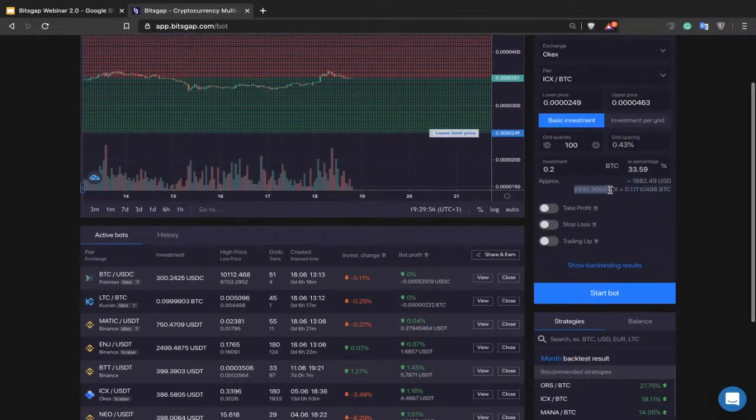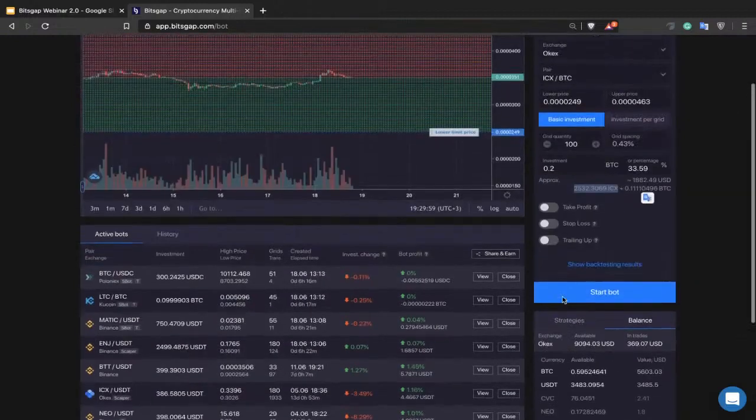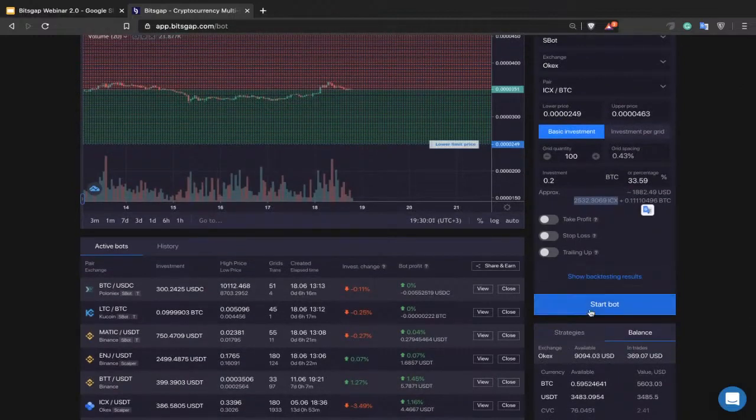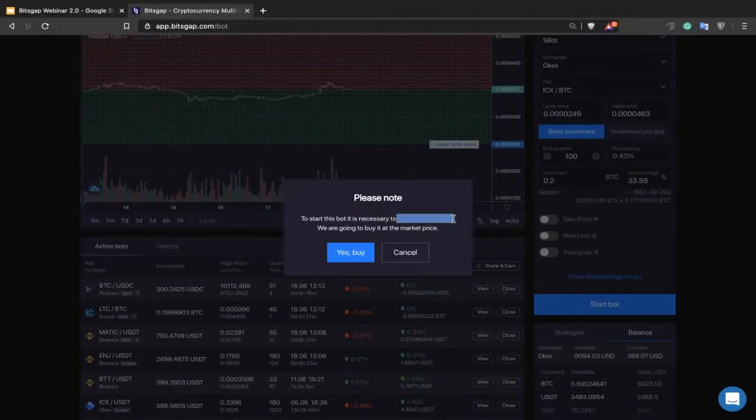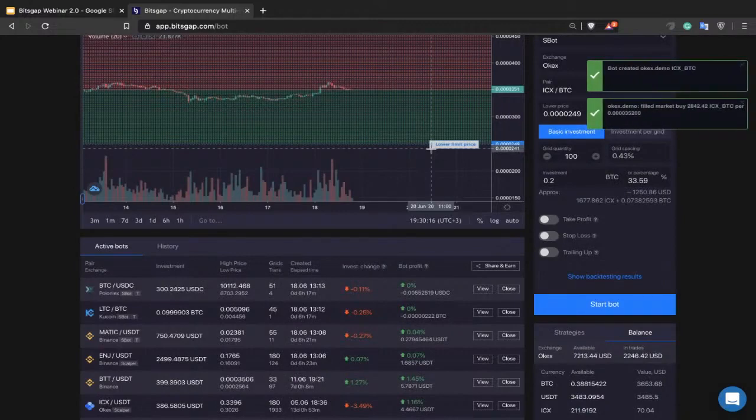Let's see if I have that amount of ICX on my balance. No, I don't have that amount of ICX. So that means if I click on start, the system will tell me that I have to buy that amount of ICX, and it's going to buy for me using market price to launch the bot. I'm gonna go yes. So now let's see what happens.